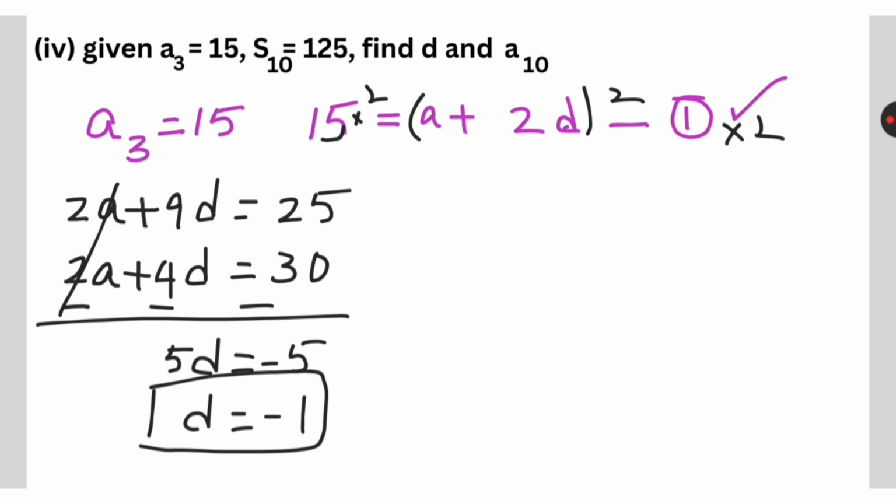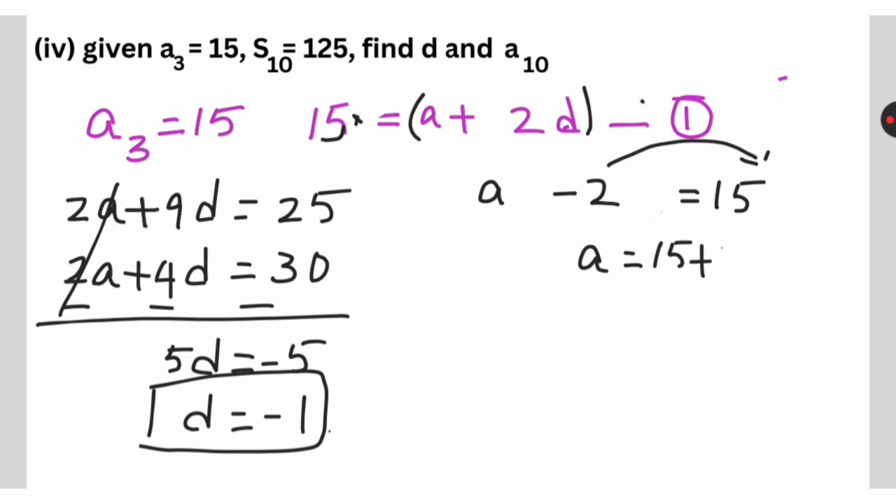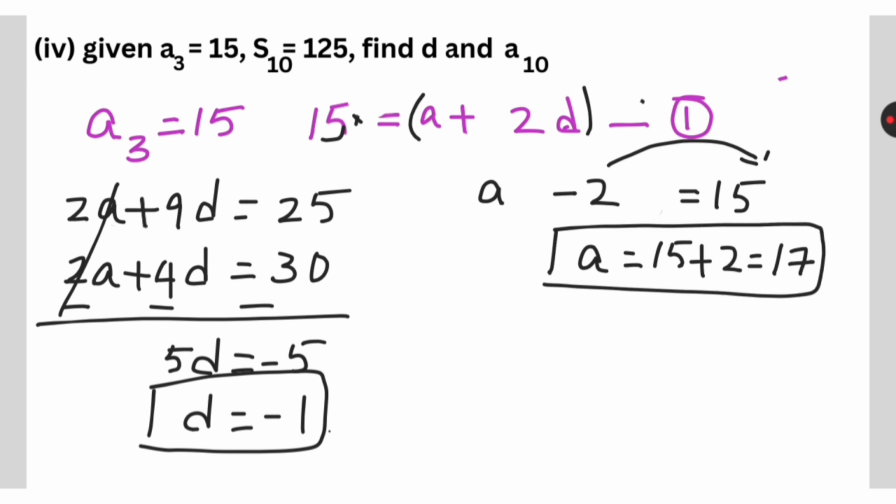Now we know the d value. Now substitute this d value in equation 1. So what is equation 1? a plus 2d equal to 50. So let's substitute here. a plus 2 times d, which is minus 1, is equal to 50. So here 2 times minus 1 is minus 2. This minus 2 sent to the right-hand side becomes plus 2. So a equal to 50 plus 2 which gives 17. So this is a, the first term, and the common difference is minus 1.